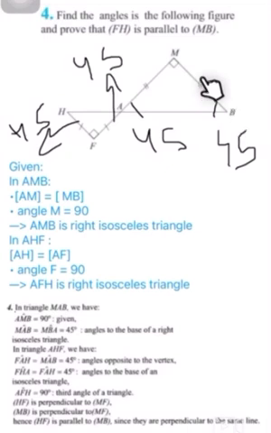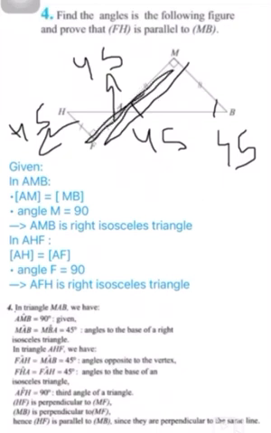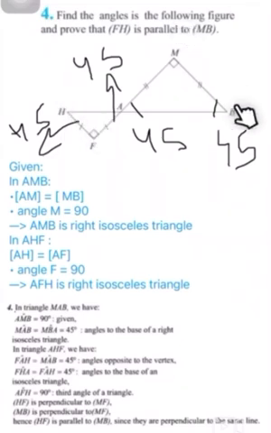Also MB is perpendicular to FM. Here we have 90 degrees. So these two lines, FH and MB, are perpendicular to the same line, which is MF. So HF and MB are parallel.